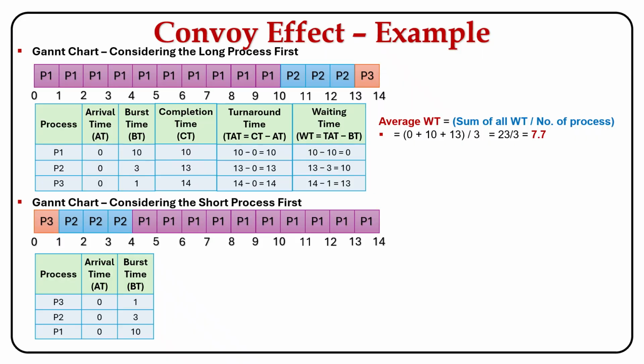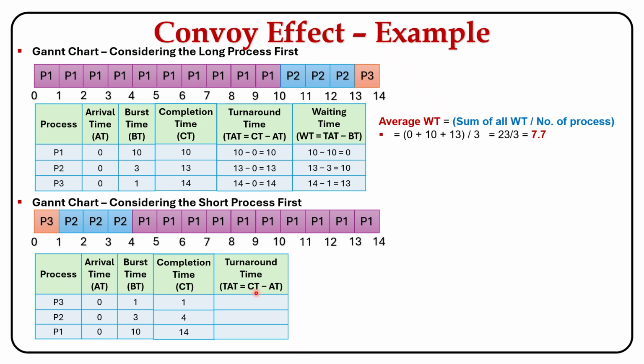Now let's start calculating the completion time. For process P3, the completion time is 1. For process P2, the completion time is 4. For process P1, the completion time is 14. Next, we can calculate the turnaround time using the formula completion time minus arrival time. So for process P3, it is 1 minus 0. That is, the completion time is 1 and arrival time is 0. Therefore, 1 minus 0 is equal to 1.